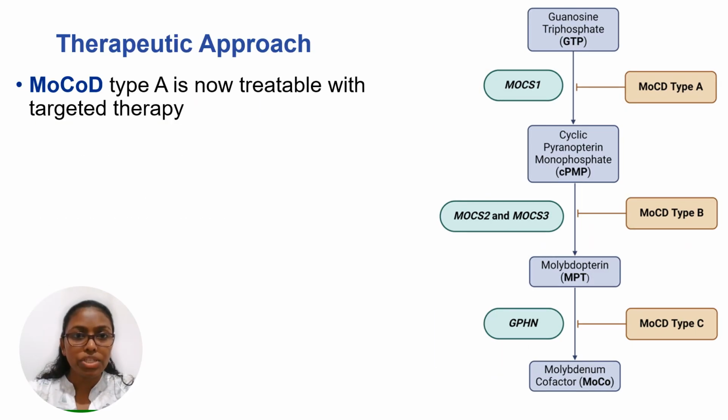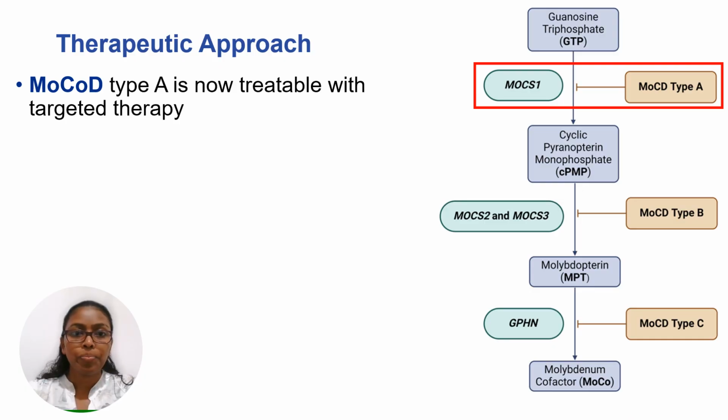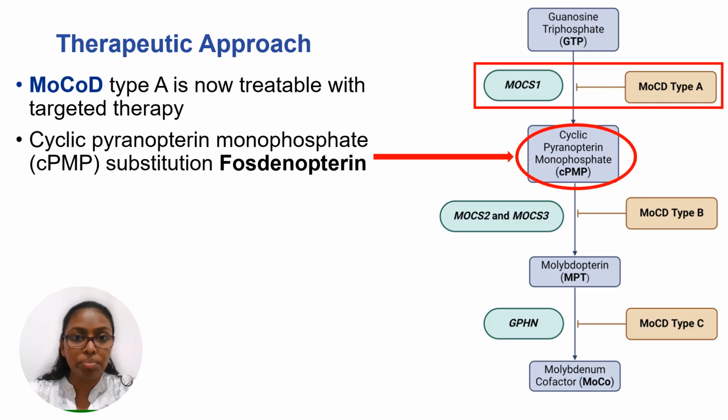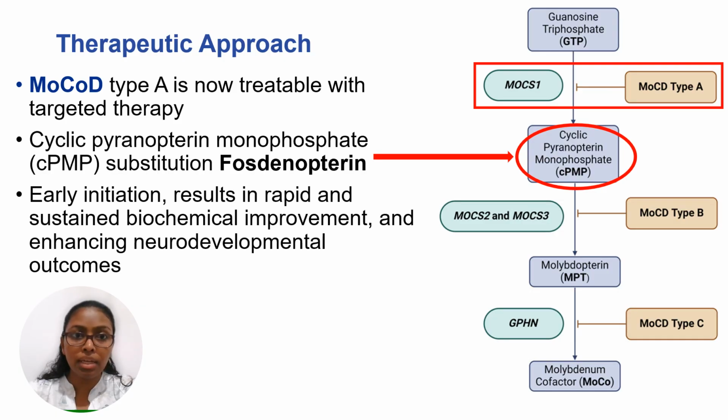Molybdenum cofactor deficiency type A is now treatable with a targeted therapy, which is a major advancement in management. This treatment involves substitution of CPMP using a synthetic analog, fosdenopterin. Early initiation of fosdenopterin therapy leads to rapid and sustained biochemical improvement and improved neurodevelopmental outcome.